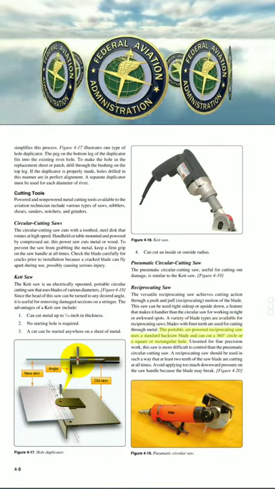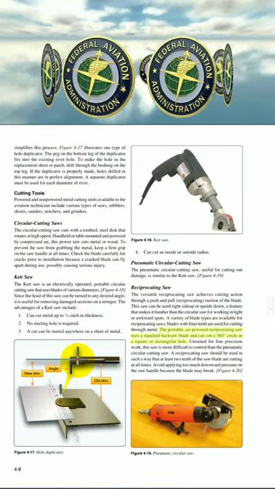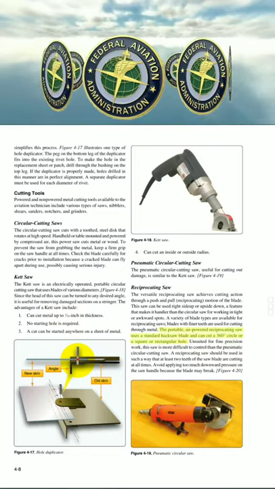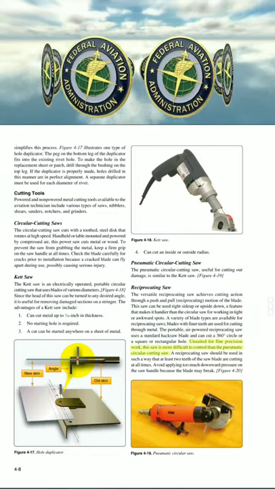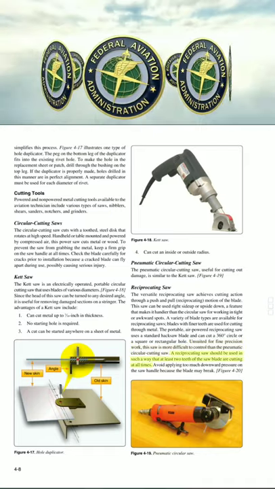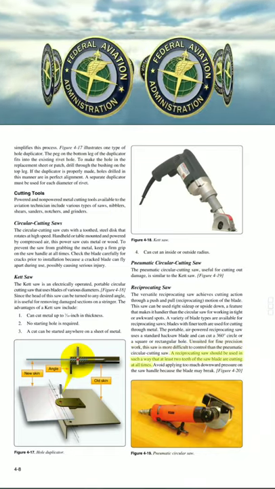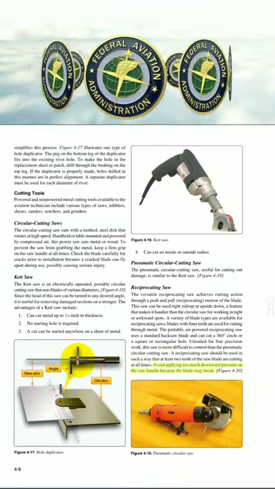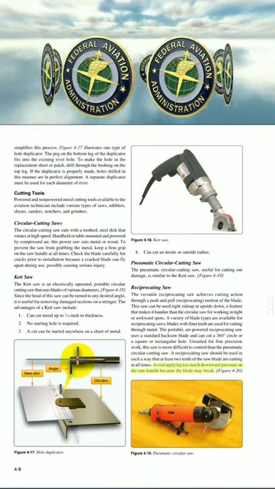The portable, air-powered reciprocating saw uses a standard hacksaw blade and can cut a 360-degree circle or a square or rectangular hole. Unsuited for fine precision work, this saw is more difficult to control than the pneumatic circular cutting saw. A reciprocating saw should be used in such a way that at least two teeth of the saw blade are cutting at all times. Avoid applying too much downward pressure on the saw handle because the blade may break.